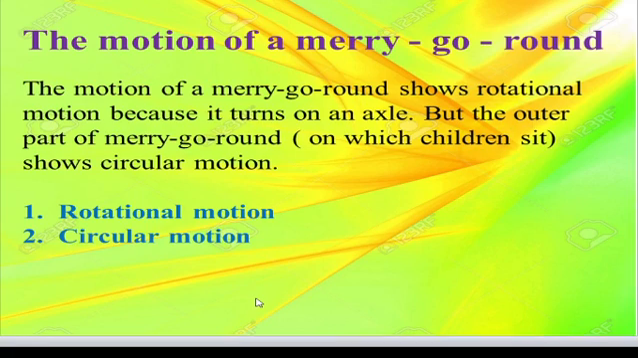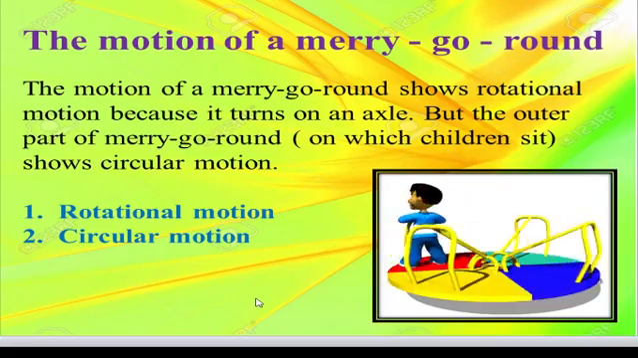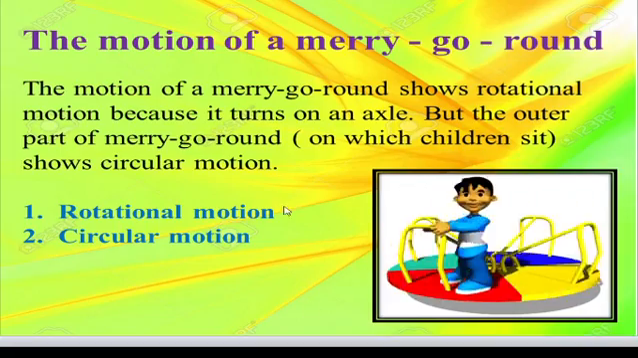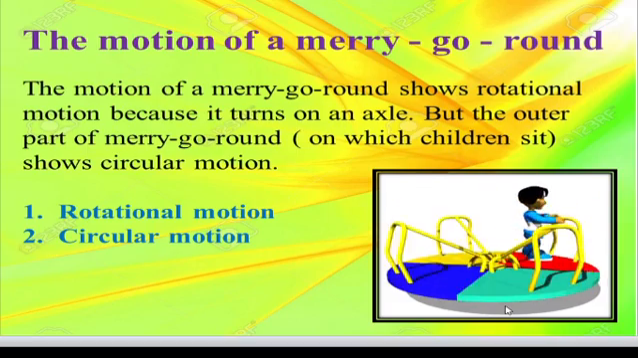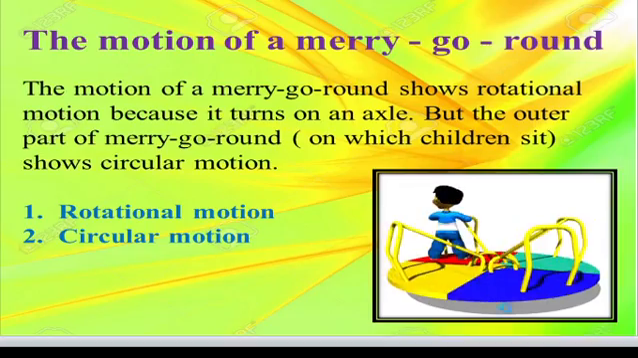So the motion of the merry-go-round has two types of motion. One is rotational motion and another one is circular motion. So these are the examples. When we see this boy, it looks like circular, but the merry-go-round is rotational.